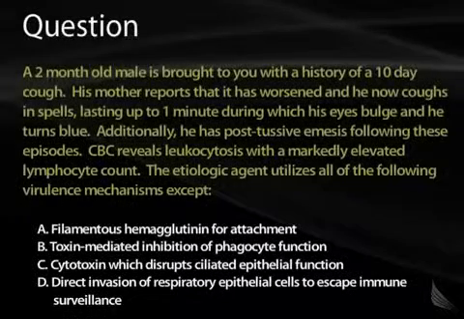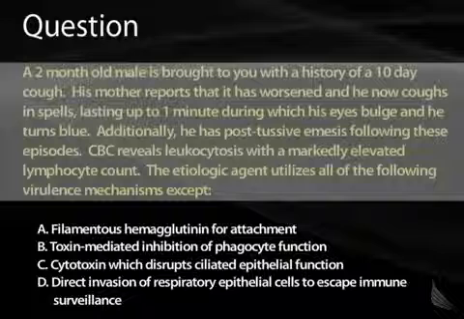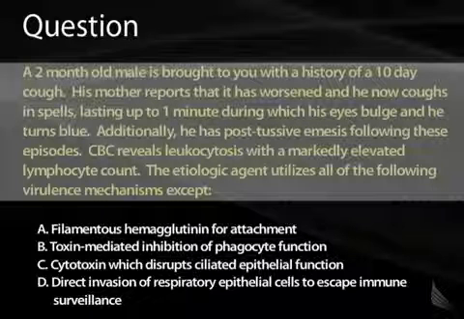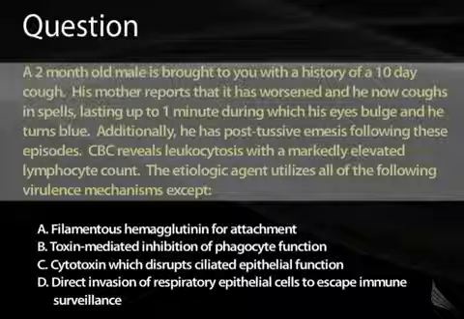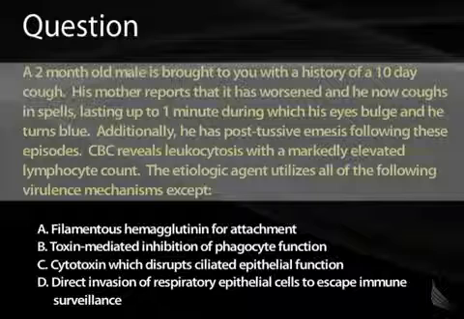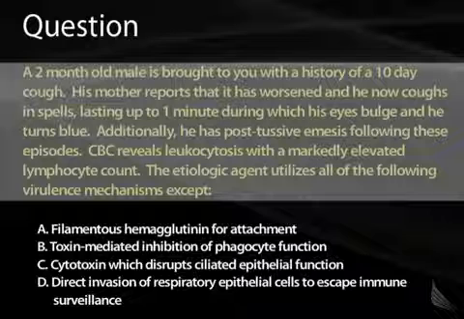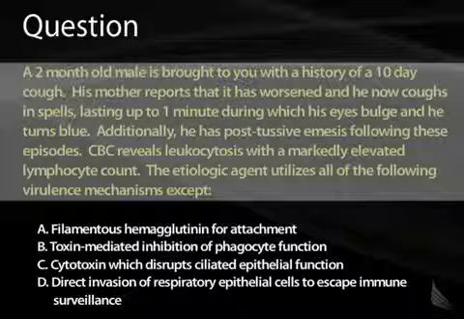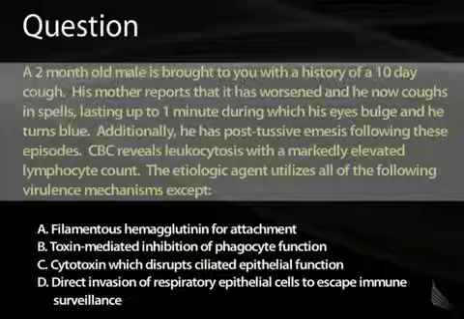Let's do some questions. A 2-month-old male is brought to you with a history of a 10-day cough. Mom reports that it has worsened and now he coughs in spells lasting up to 1 minute, during which his eyes bulge and he turns blue. Additionally, he has post-tussive emesis following these episodes. CBC reveals leukocytosis with a markedly elevated lymphocyte count. The etiologic agent utilizes all of the virulence mechanisms except.